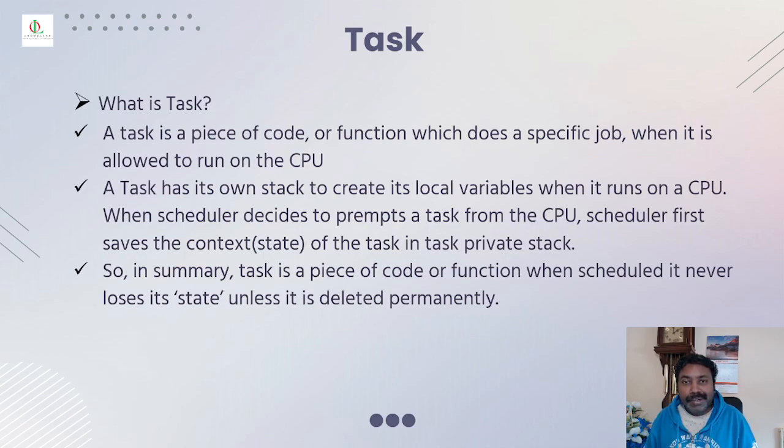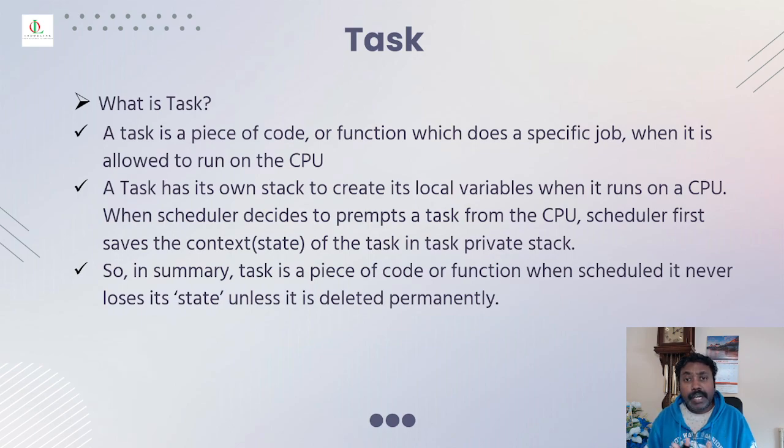Now let's move on to learn what is a task. We know what is a scheduler, but what is a task? A task is a small piece of program or a code or a function. It's written to perform a specific job. Inside the function, it's written to perform a specific job. When it is allowed to run from the CPU, when the function is called and starts to run from the CPU, it serves the purpose of running for a specific job. So that's what a task is.